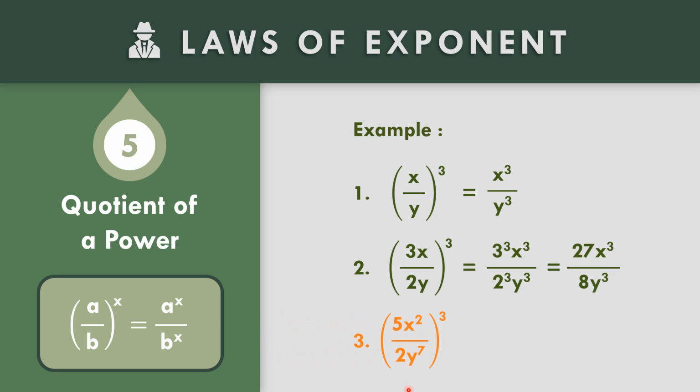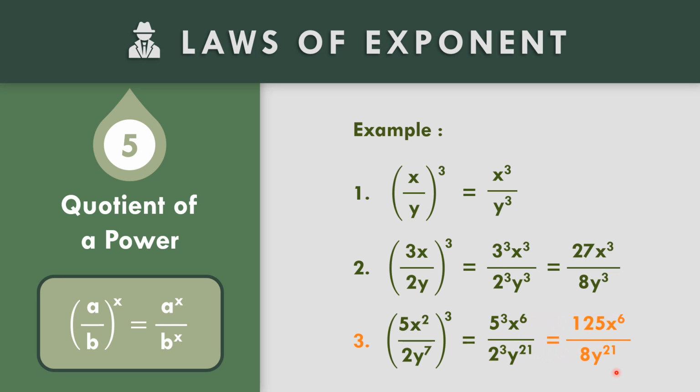In number 3, that becomes the quantity 5x squared all over 2y to the 7th power raised to the 3rd power. So it means copy the base 5, 1 times 3, that is equal to 3, so 5 cubed, and then copy the base x, 2 times 3, that is equal to 6. And then the denominator 2, 1 times 3, that is 2 cubed, copy the base y, 7 times 3, that is equal to 21. So 5 cubed, we need to multiply 5 three times. So 5 times 5, 25, times 5, that is equal to 125. Copy x to the 6, while 2 cubed, 2 times 2, 4, times 2, that is equal to 8. Copy y to the 21.